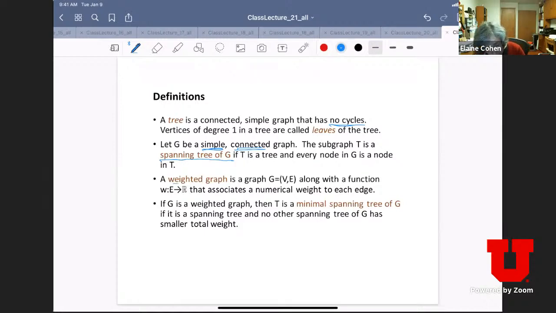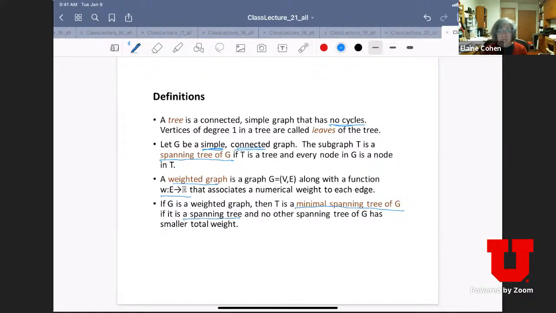A weighted graph, we already talked about this a bit, is a graph that has your standard vertices and edges, and it has a function called W, the weight function or the cost function, that associates a numerical value with every edge. If G is a weighted graph, then T is a minimal spanning tree of G, meaning the lowest cost spanning tree, if first it's a spanning tree and no other spanning tree of G has smaller weight. Now, remember, there can be more than one minimal spanning tree.